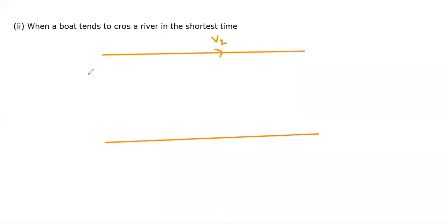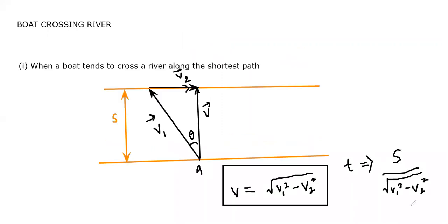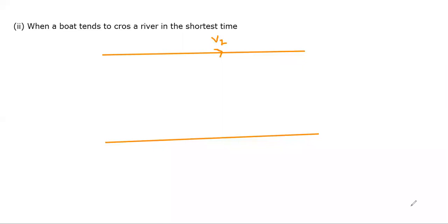Now the second case is when a boat tends to cross a river in the shortest time. The first case was along the shortest path. Now the boat wants to reach in the shortest time. The boat wants to save time. So let us take the same river of width S, and the speed of stream is V2 in this direction only. And let us say a boat is here. This is the point where our boat is, and it wants to cross in the shortest time.